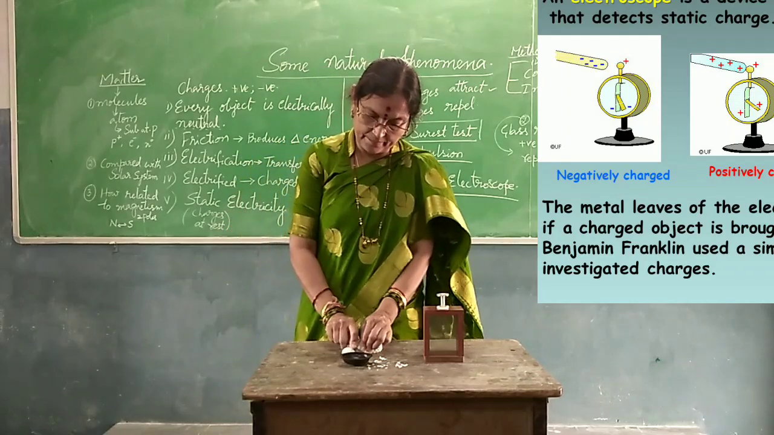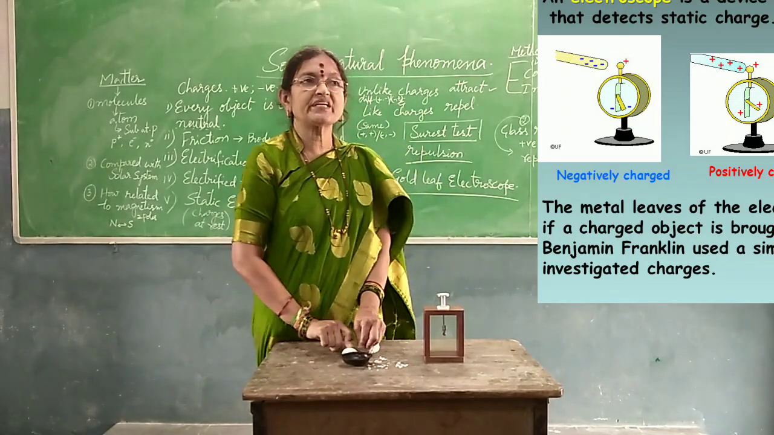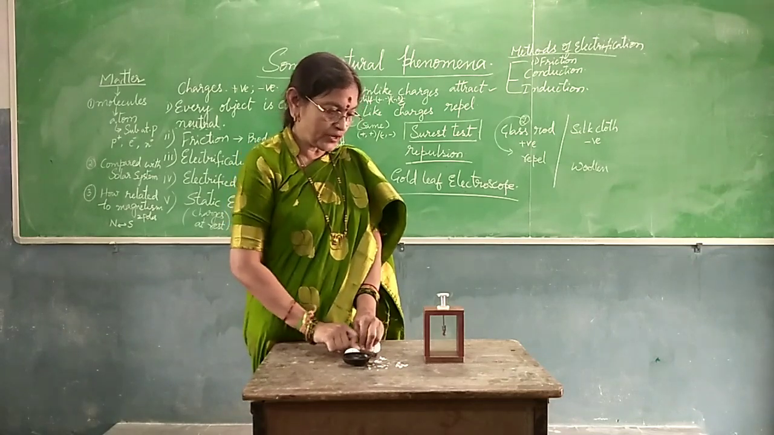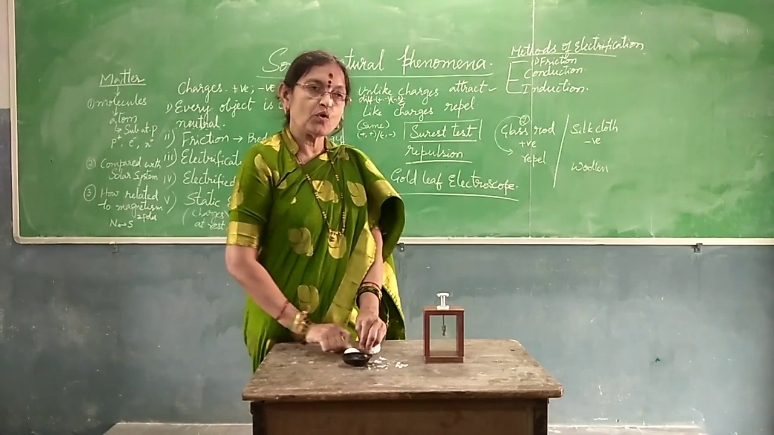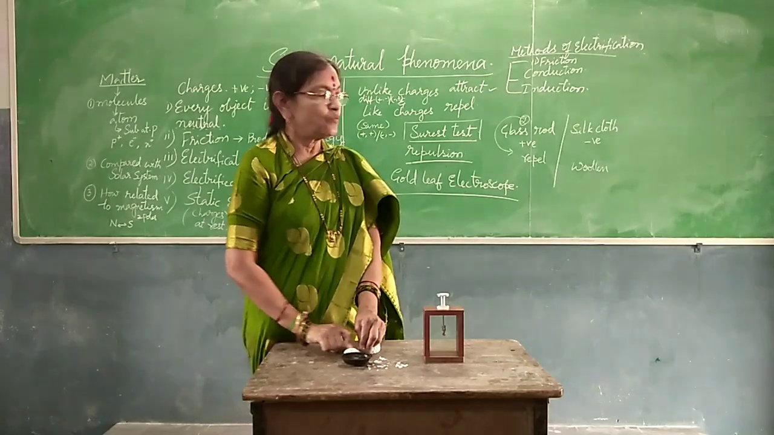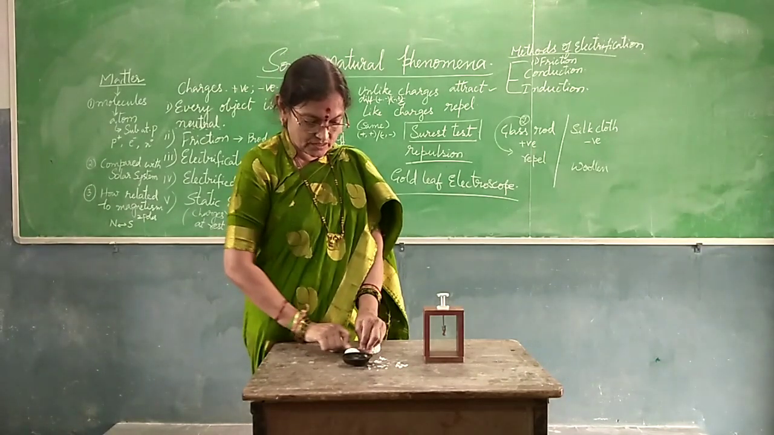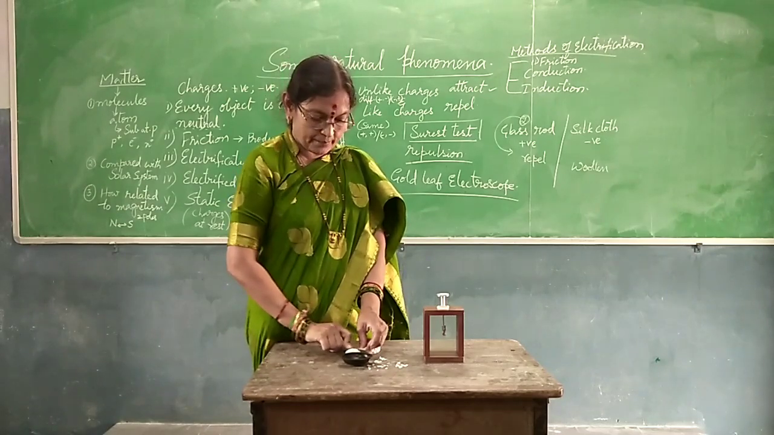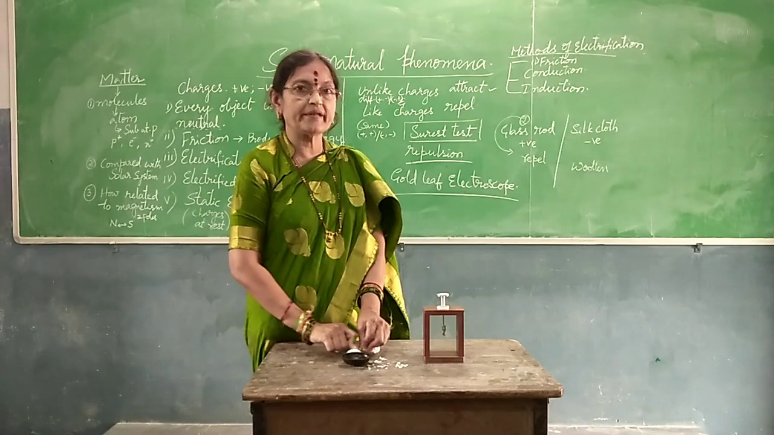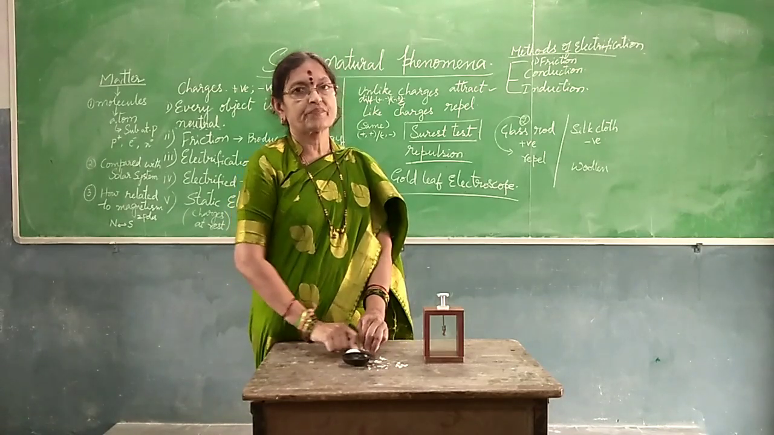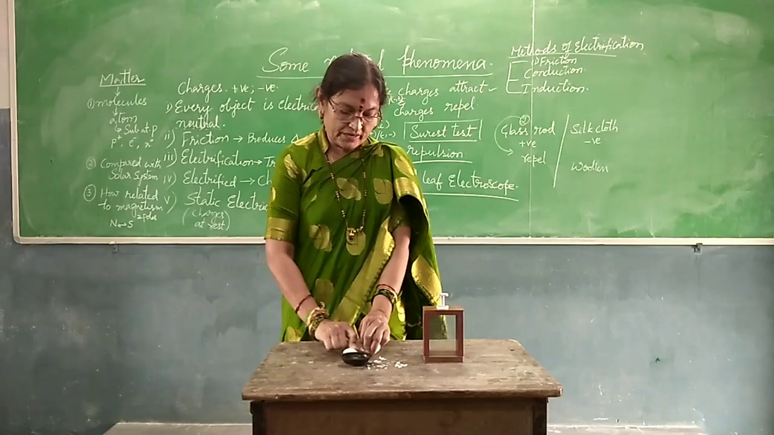Now again I am rubbing. I won't touch it, but observe carefully what happens to the gold leaves. Always, repulsion is the surest test. When you rub like this, the rod gains some charge and the woolen cloth gains the other. So suppose the woolen cloth is positive and the ebonite rod is negative. That is the convention anyway.